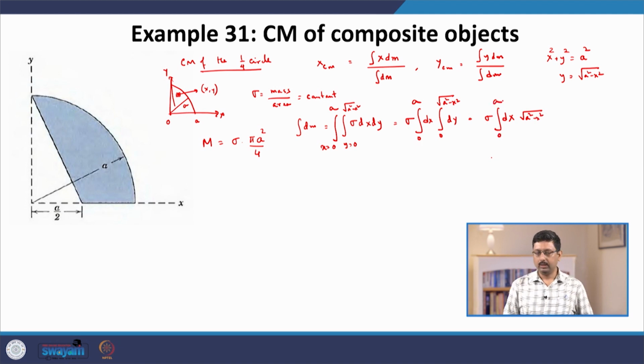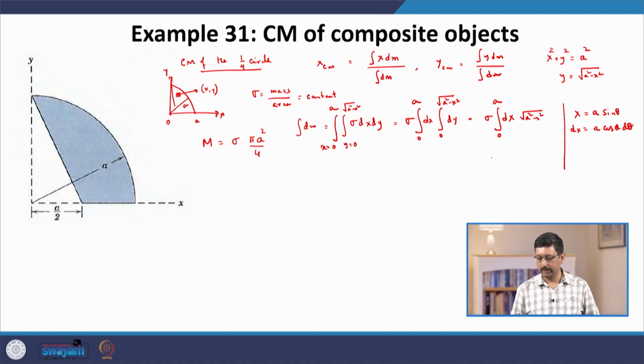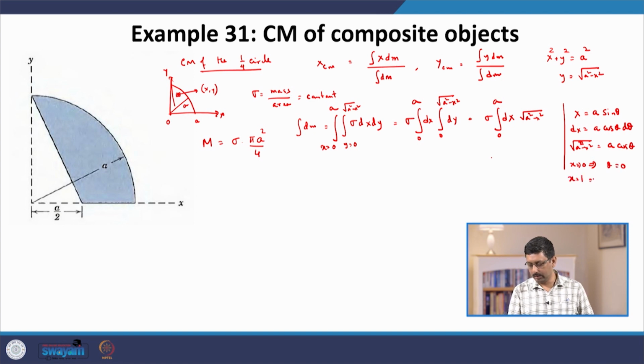Now only in x. To do this integral, let us change the variable: let x equal a sin theta, and then dx is equal to a cos theta d theta. So, the square root of a square minus x square is equal to a cos theta. When x equal to 0, sin theta is 0, that means theta is 0, and when x equal to a, sin theta is x by a, which is 1, which means theta is equal to pi by 2.